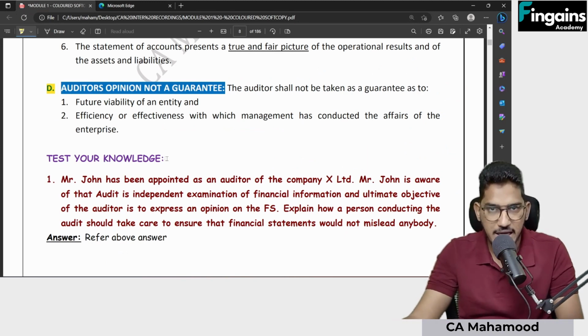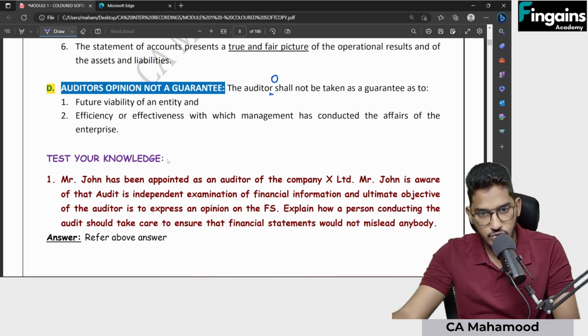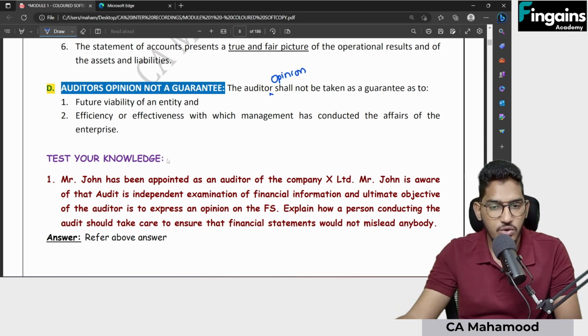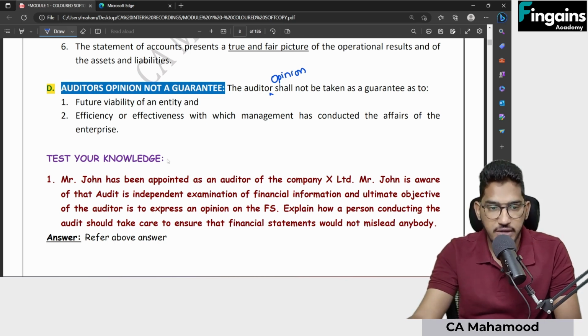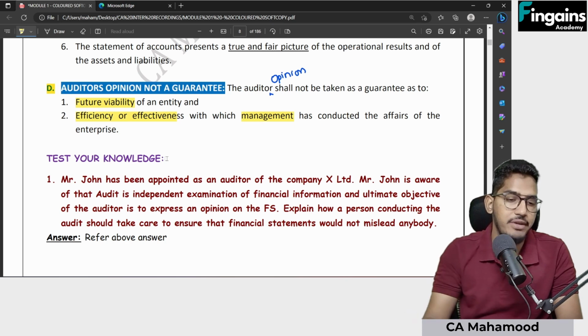So that's what there is in the last point. Auditor's opinion is not a guarantee. The auditor's opinion, sorry, printing mistake here, change it. The auditor's opinion shall not be taken as a guarantee regarding two things. What are they? It shall not be taken as a guarantee as to the future viability of the entity, viability in the sense of future continuity of the entity, and also it can't be taken as a guarantee regarding the efficiency or effectiveness with which the management has conducted the affairs of the enterprise.